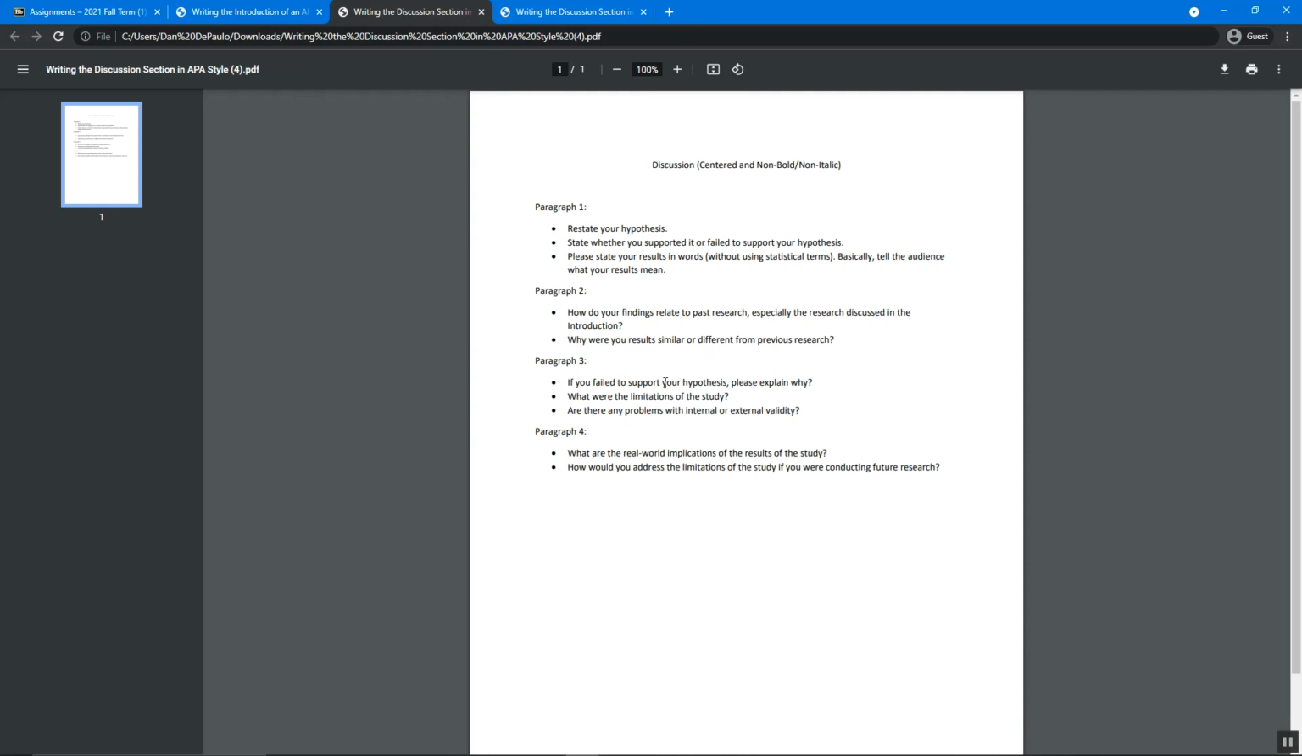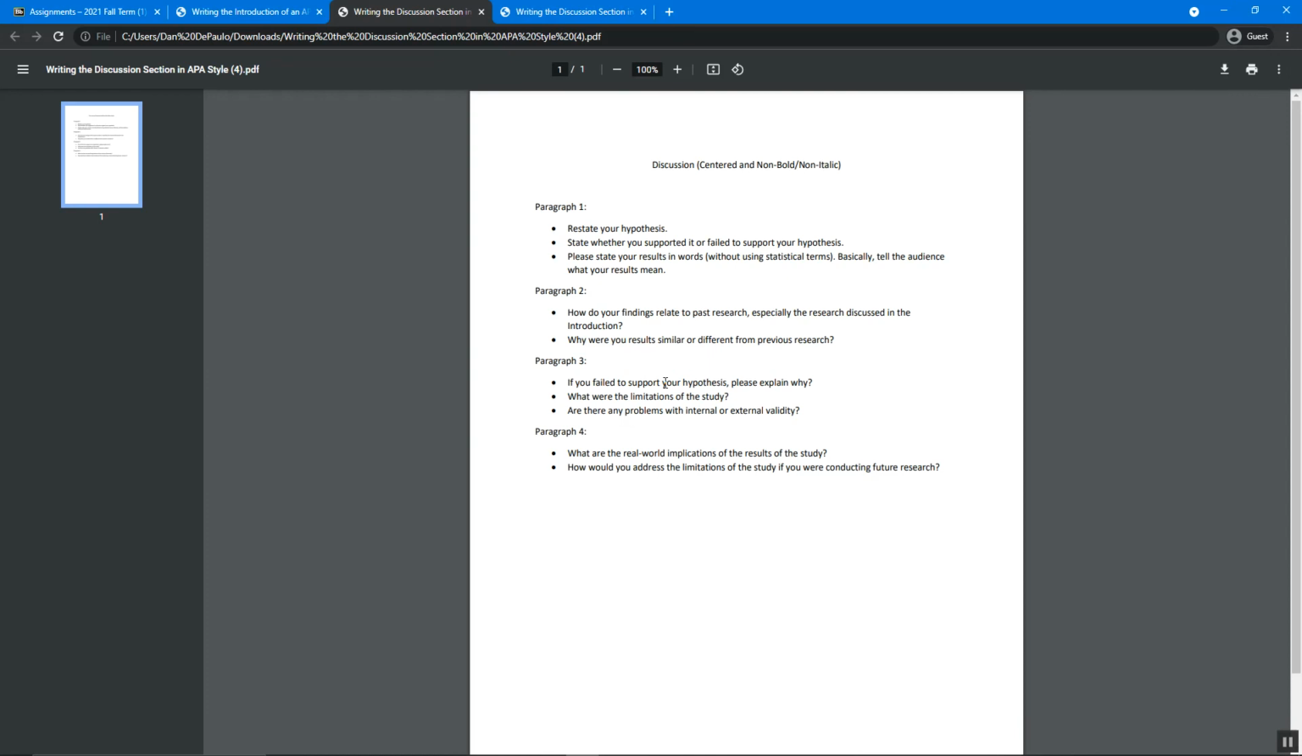And so that's it. It's four solid paragraphs. Four solid, thoughtful, organized paragraphs. Paragraph one, just talk about whether you supported or failed to support each hypothesis. So we only supported one out of five. So just state the hypotheses and talk about if you supported them or failed to support them.